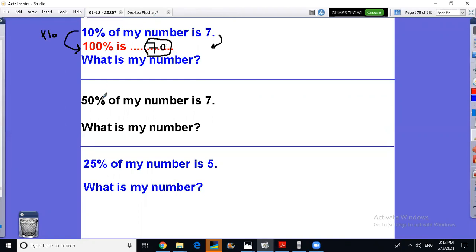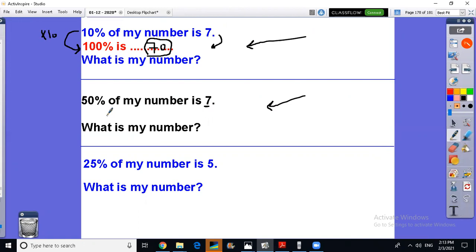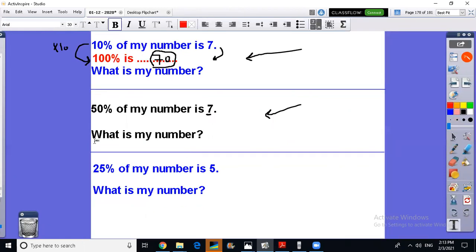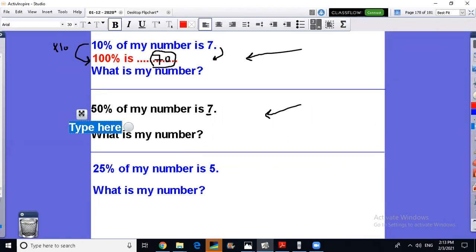So if they give you a percent of a number is 7, for example, here, like 50%. If you guys didn't get this completely, look at the second question here. It's going to make it clearer. 50% of my number is 7. What is my number? The same thing exactly. I'm going to put here 100% is what? I need to find the 100%. Mister, always? Yes, always. The original number that they want you to find is always 100%. Okay, so 100% is blank. You're not going to find it there. You put this. 100% is blank.